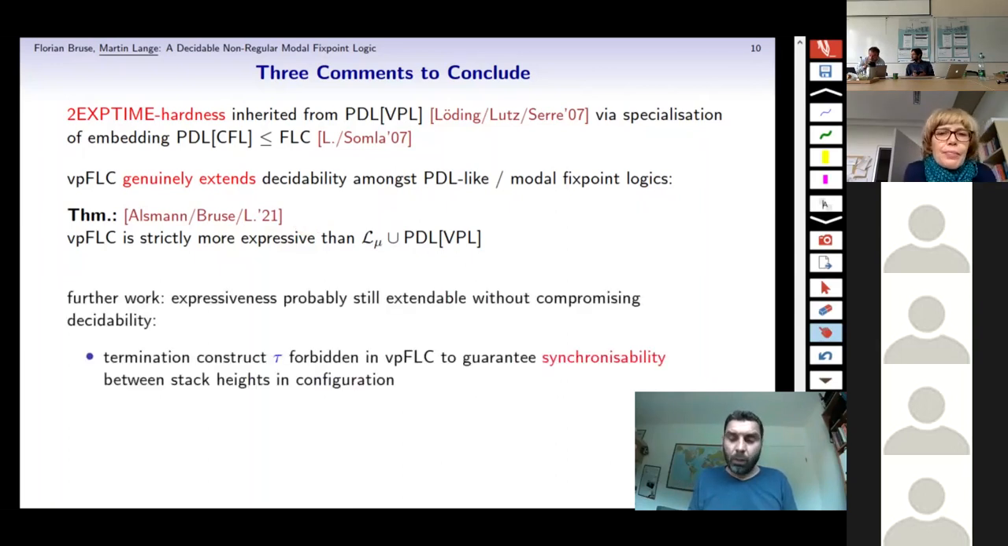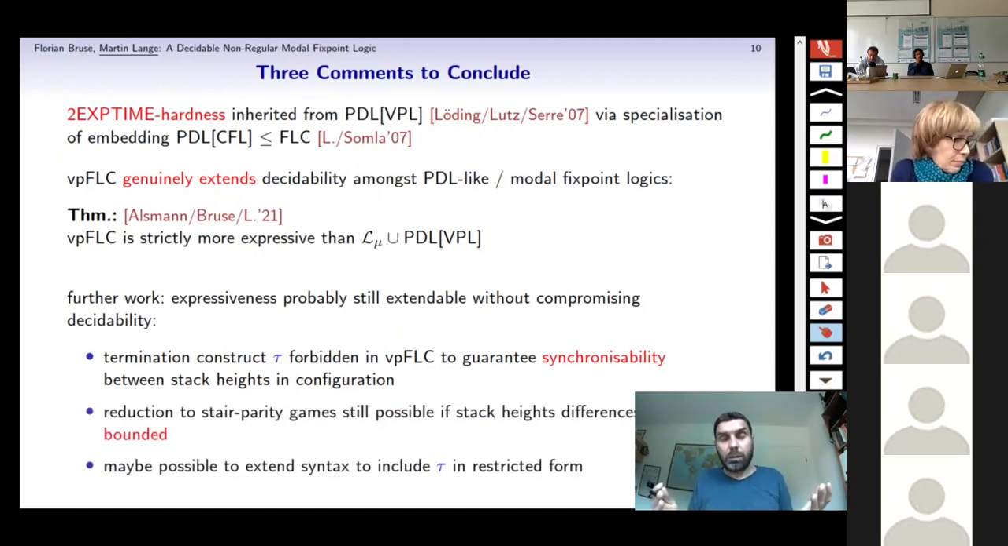And the last thing is, we do believe that this VPFLC fragment can be extended a little bit further. You may have noticed that the termination formula tau is completely excluded from it, because having it causes problems with the stack synchronizability and with guaranteeing that the game is actually played on a pushdown graph. But there may be possibilities to include it and restrict it in a certain way so that we have synchronizability up to a certain bound, in which case we would regain decidability.